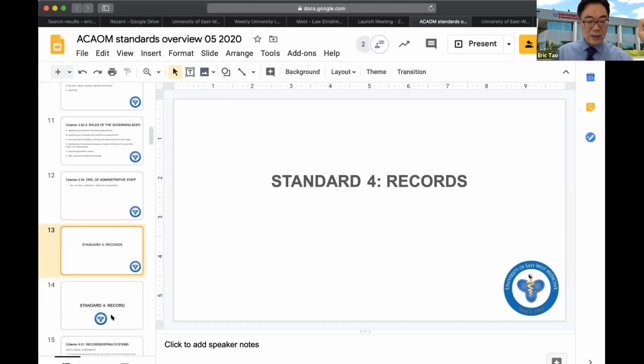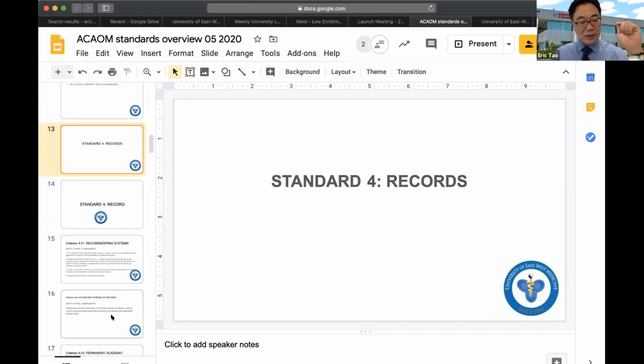Okay. With that, Bei, you want to do records? Yes. So do I need to use my screen? No, it's okay. I can do the screen shifting for you. You just let me know when you want to go to the next screen.